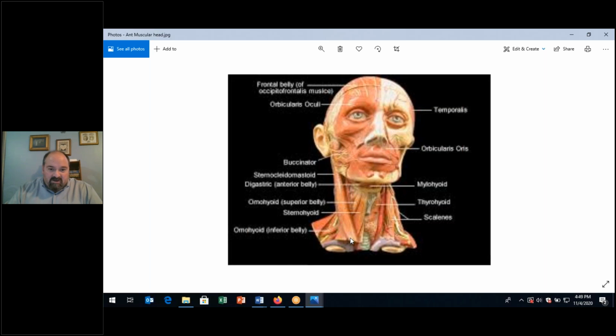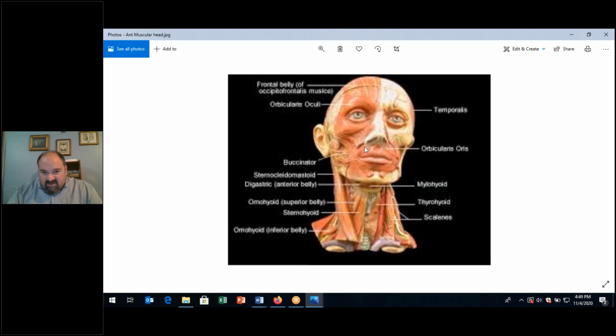This is the sternocleidomastoid muscle right here. And the scalenes: if this is the anterior, we have anterior, middle, and posterior scalene. There are three muscles that are deep to the sternocleidomastoid. If you were to remove that, you'll see that the SCM has been removed, and you can then view the scalene muscles deeper.